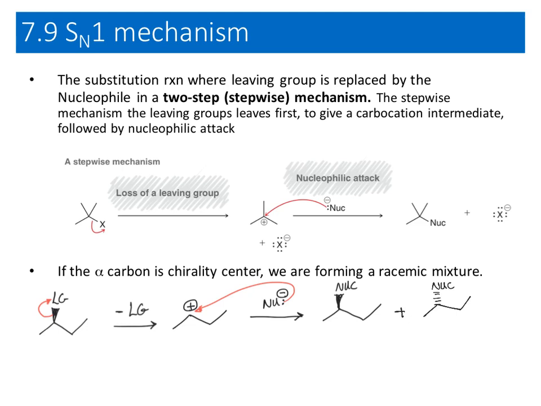So this is racemic mixture, which is the 50-50% mixture of enantiomers.